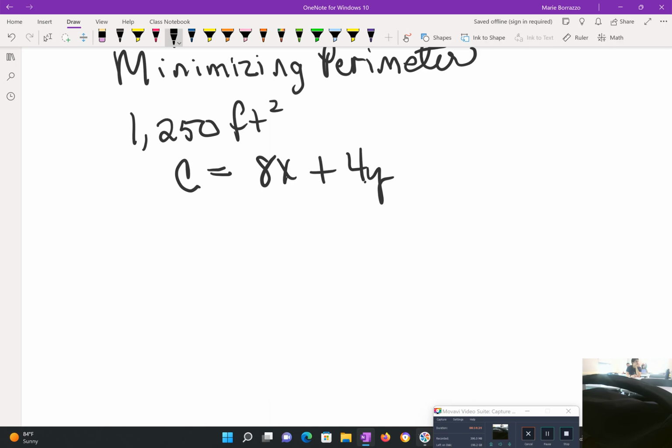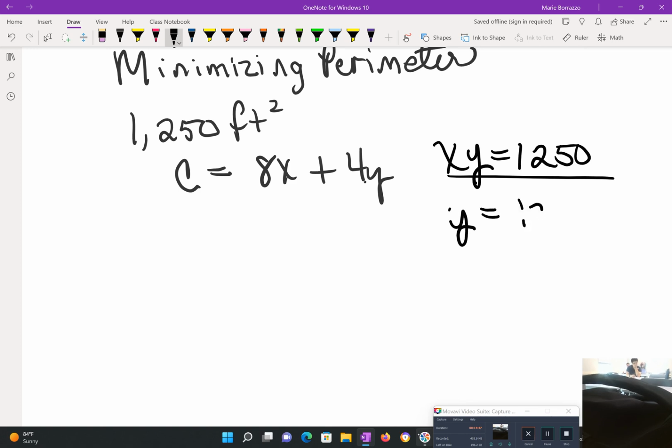In this case, we're leaving the subject to the fact that the area xy is equal to 1,250 feet. So we begin. We're going to solve for this in terms of y. So if I do that, then I'm going to get y is equal to 1,250 feet over x. And so my c of x equation here, technically, this is not a c of x yet. Now it is a c of x.